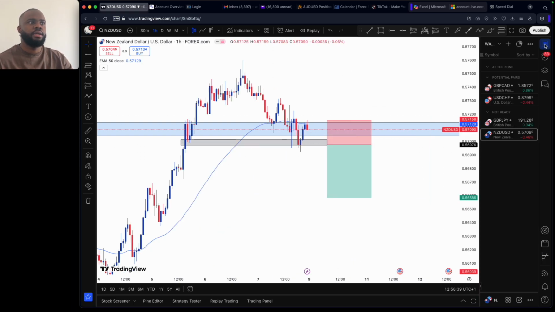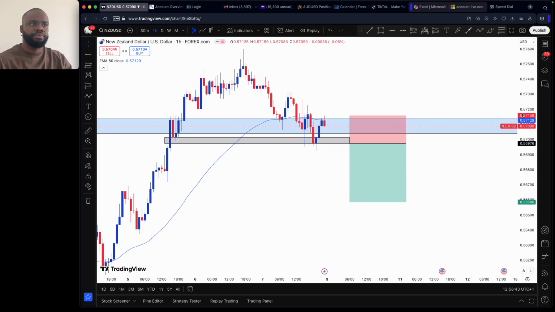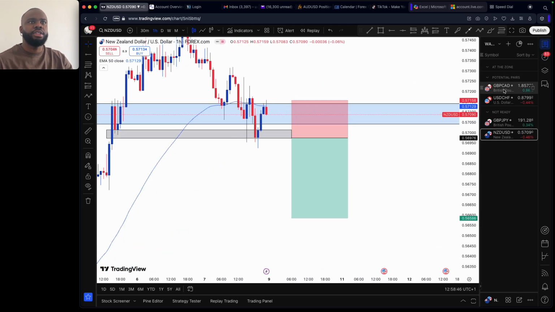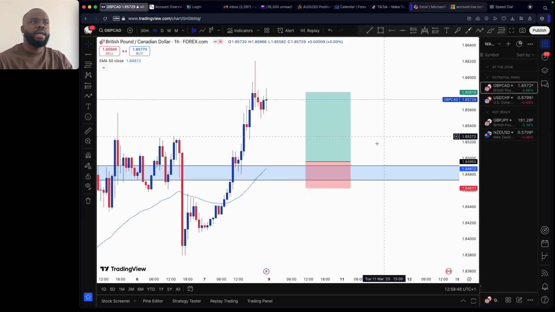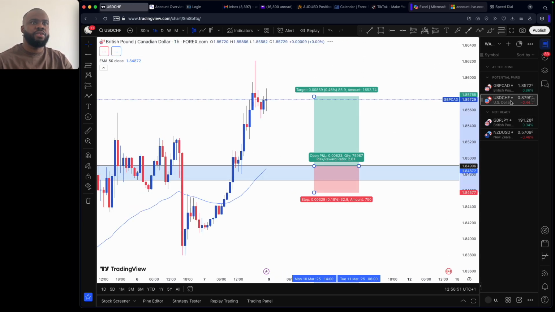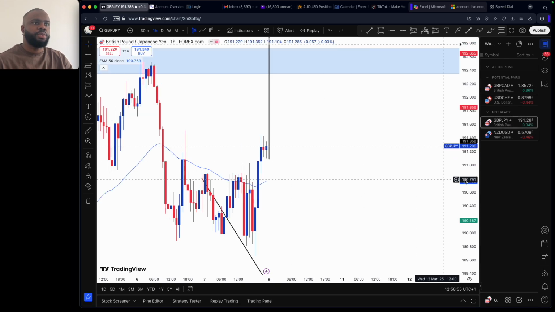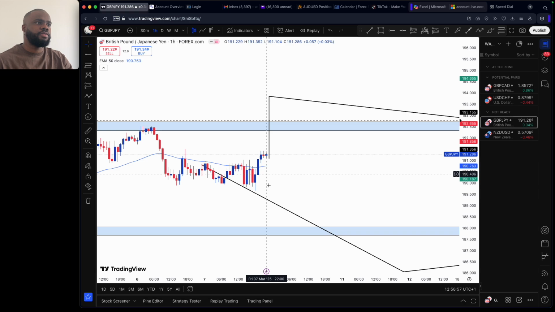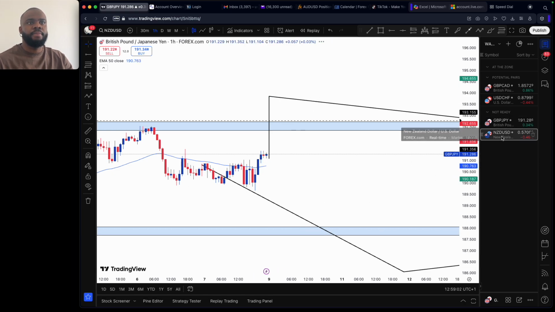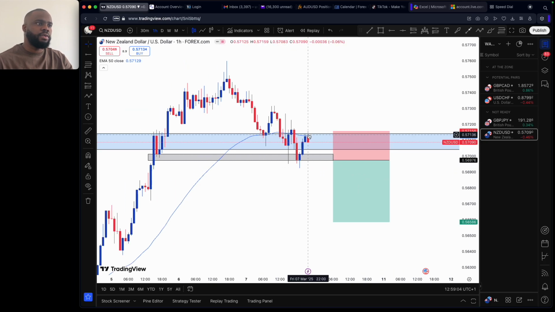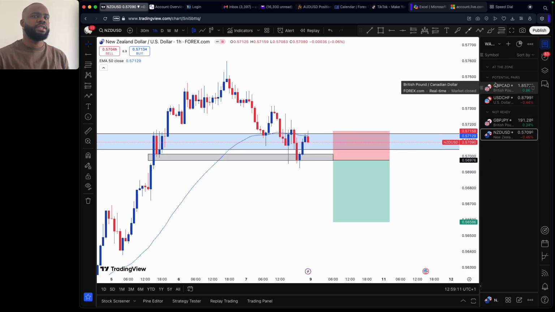So that is what I have for the week. We have GBP CAD for potential buys, USD CHF for potential sales, GBP JPY we are neutral, waiting for either a break to the upside or a break to the downside, then NZD USD for potential sales if price breaks and reaches this zone. So these are the pairs I have for this week.